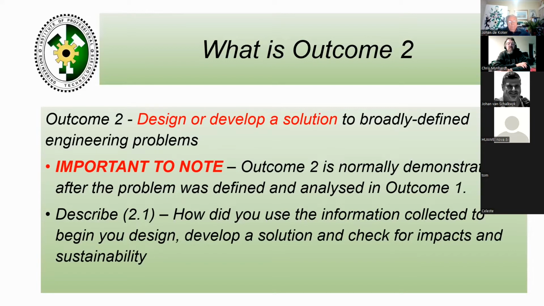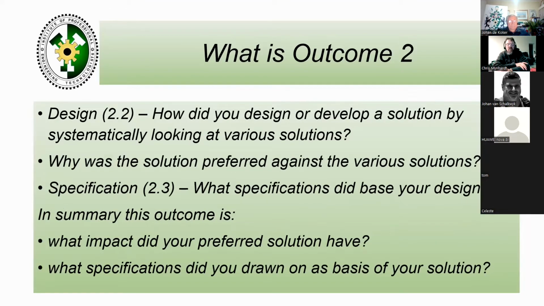Okay, what is outcome 2? Outcome 2 is design or develop a solution to broadly defined engineering problems. Now, important to know, outcome 2 is normally demonstrated after the problem was defined and analyzed in outcome 1. So you can see there's an interlink. Now describe 2.1: how did you use this information collected to begin your design, develop a solution, and check for impacts and sustainability? This is where you use your practical knowledge and your theoretical knowledge together.